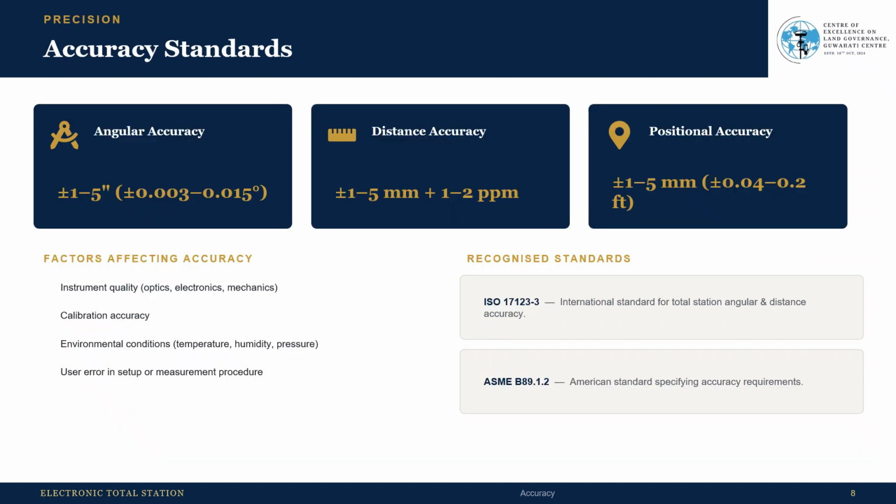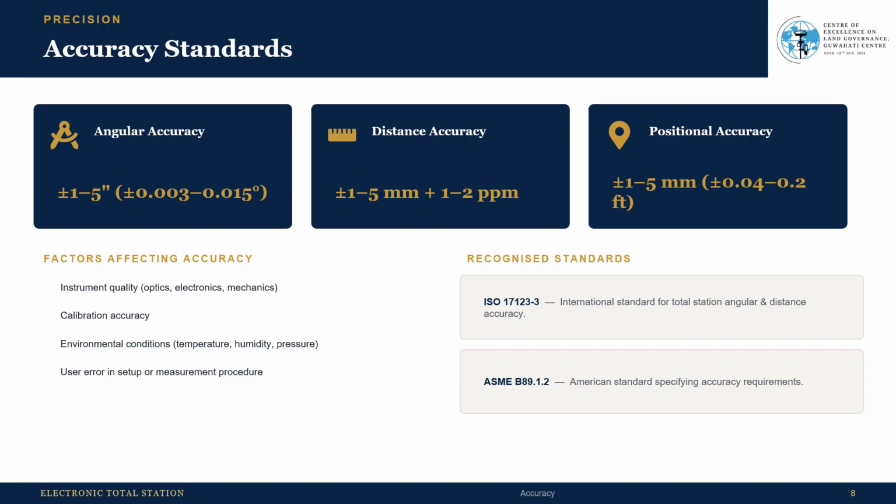Accuracy is one of the most important considerations in modern surveying. The accuracy of an electronic total station depends on the instrument specification, calibration, environmental conditions, and the skill of the operator.